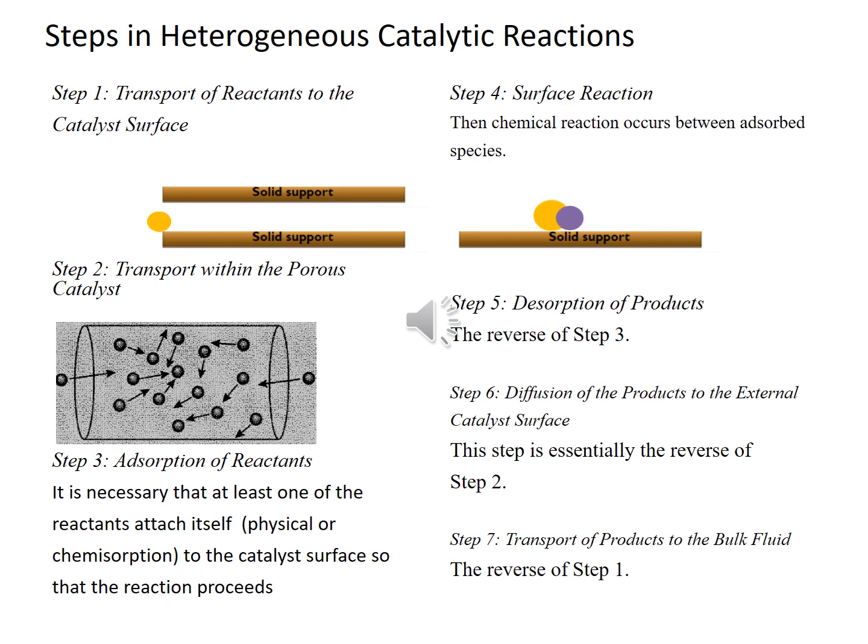onto the catalyst. Once they are adsorbed, reaction takes place, whereby the adsorbed molecules react with each other or with the active sites. Thereafter, the next step we have is desorption, which is the opposite of adsorption, and then we have the diffusion of the products out of the catalyst, and this is the reverse of step 2. And finally, we have the transport of the products to the bulk, which is the reverse of step 1.